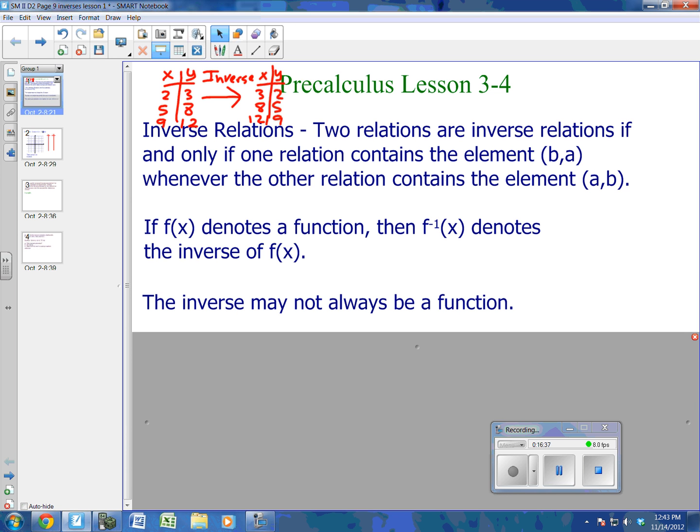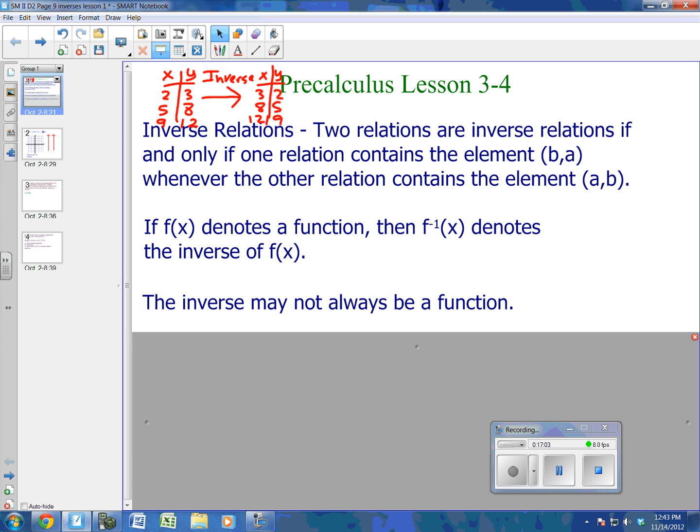Now, one thing you need to know is the inverse may not always be a function. Just write them down as I go down. So I'm going down one at a time so you can. The inverse may not always be a function. I'm going to show you some examples of some inverses. In fact, let's do it right now.